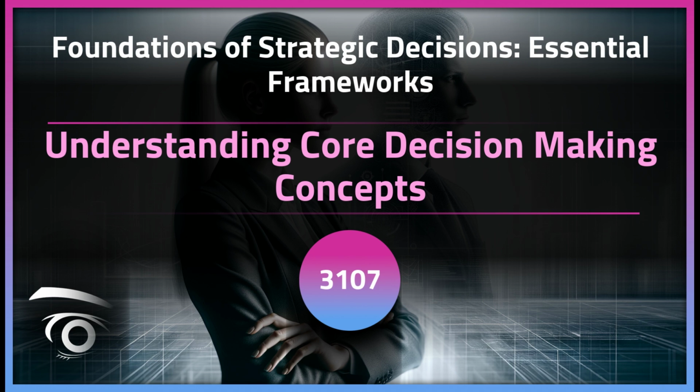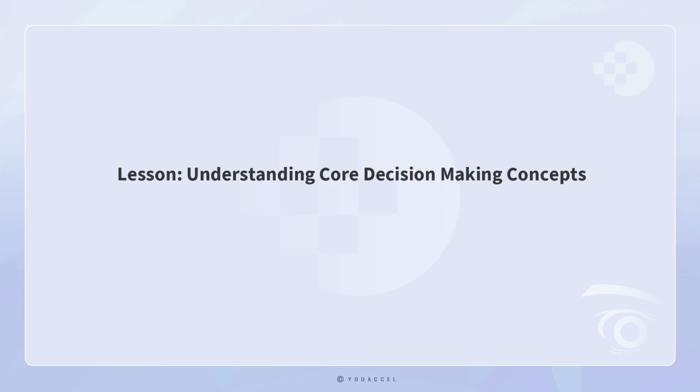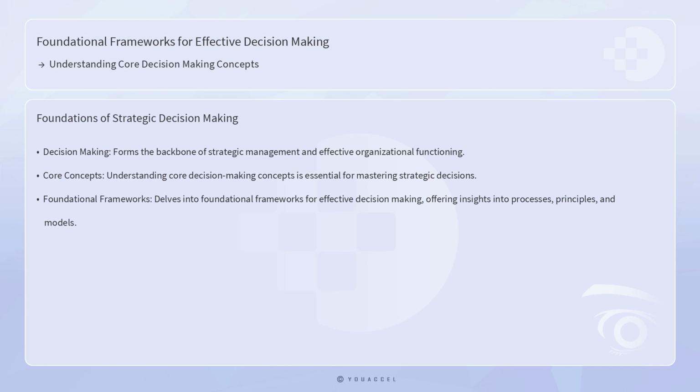Let's proceed with the lesson. Lesson: Understanding Core Decision-Making Concepts. Decision-making forms the backbone of strategic management and effective organizational functioning. Understanding core decision-making concepts is essential for mastering strategic decisions, as it equips individuals with the necessary frameworks to make informed and impactful choices. This lesson delves into foundational frameworks for effective decision-making, offering insights into the processes, principles, and models that guide strategic decisions.